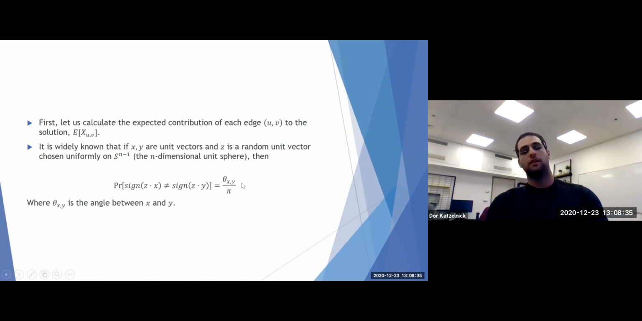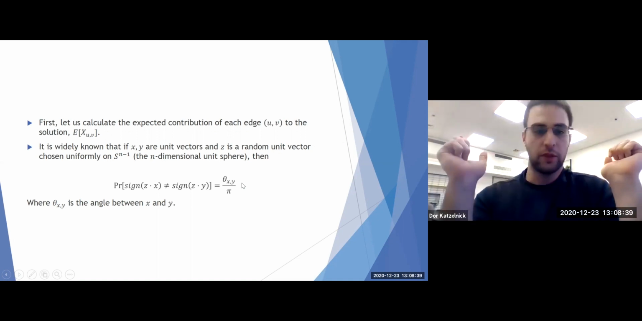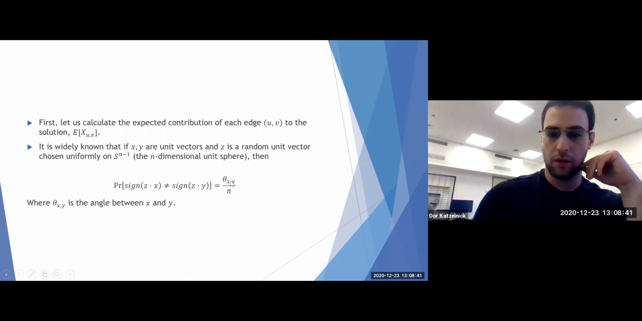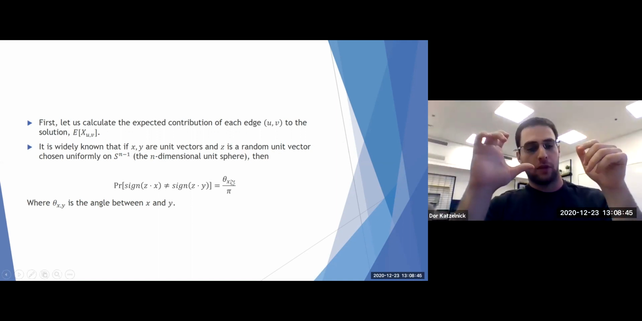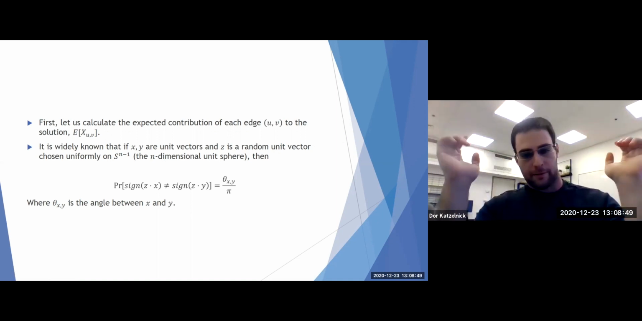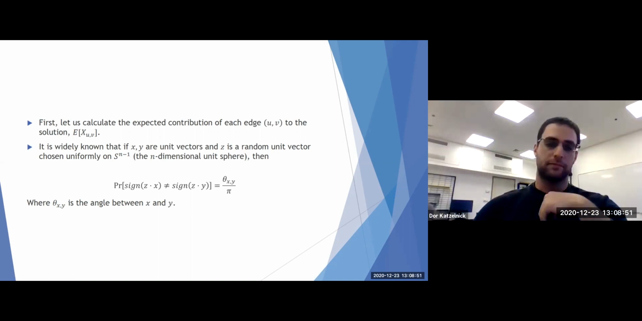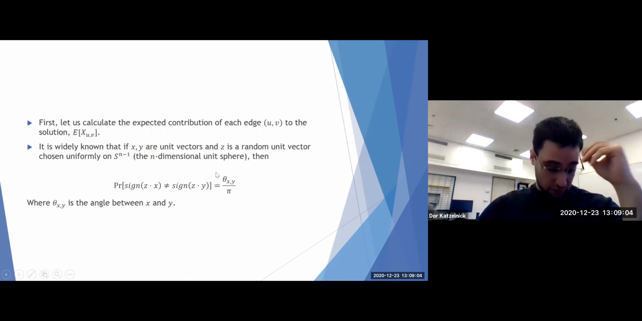Okay, and you can see that, for example, if x and y are the same vector, then they will be separated with probability 0. And indeed, you cannot separate them with a hyperplane. And if they are opposite from each other, then you will always separate between them. And indeed, the angle between them will be pi. So this will happen with probability 1. So it's very easy to prove this fact. You can basically look at the vectors in 2 dimensions.